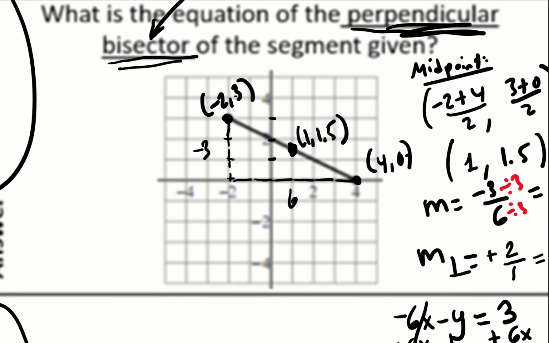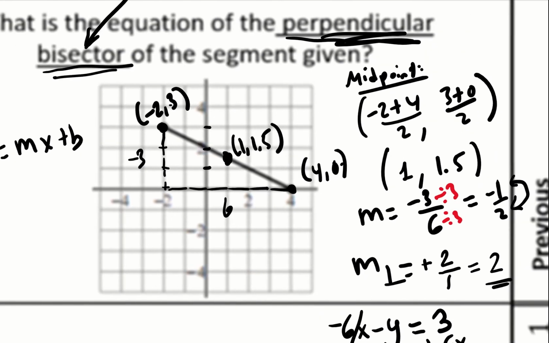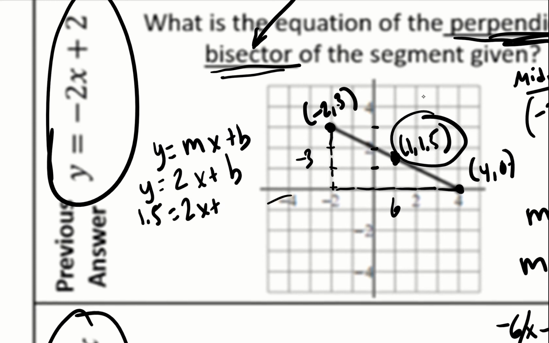So now let's officially find the equation of the line. y equals mx plus b. The m that we're interested in is this m perpendicular. So we have y equals 2x plus b. Now we plugged in our slope of 2. So now we're going to plug in these coordinates, x and y, the midpoint that we found earlier. So y is going to be 1.5 equals 2x plus b.